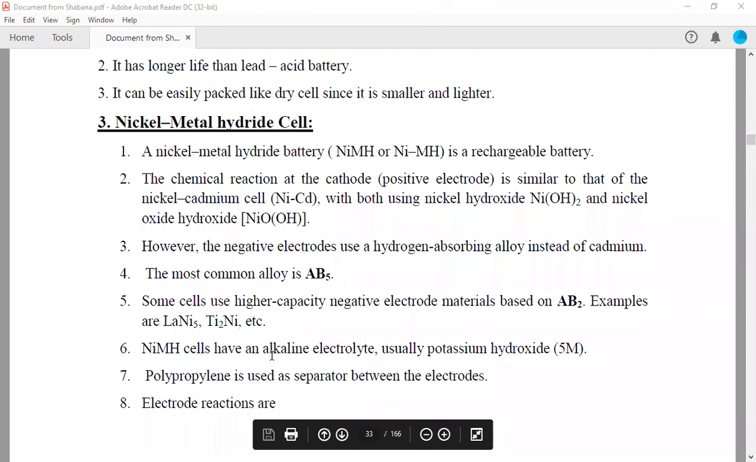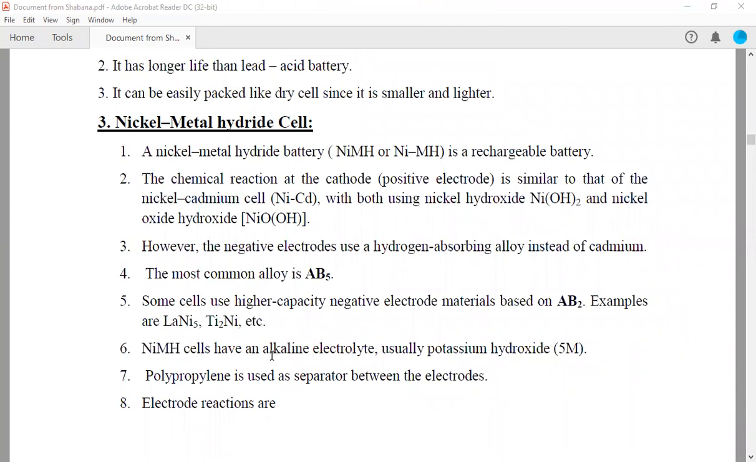Coming to the nickel metal hydride cell. It is also a rechargeable battery, which comes under the secondary batteries, in which the cathode, the positive electrode, is similar to that of the nickel cadmium cell, with both using nickel hydroxide and nickel oxide hydroxide. And the negative electrode uses a hydrogen absorbing alloy instead of cadmium, because in the nickel cadmium battery, cadmium is used as the anode.